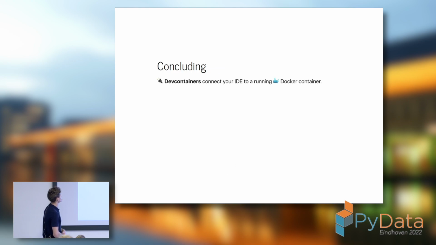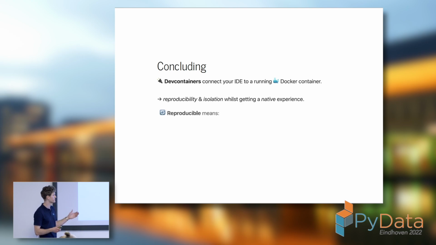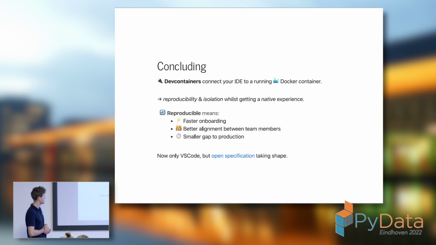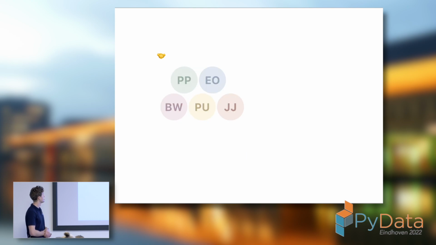All right, so conclusion. Devcontainers allow you to connect your IDE to a running Docker container. This makes it reproducible and gives you isolation whilst still getting a native experience. Reproducible means fast onboarding, better alignment with team members, and a smaller gap to production. Now it's only in VS Code, but an open specification is taking shape. So that said, Devcontainers might be able to help Petra or Eric, the old project maintainer, or Johnny Jr., but maybe even you.